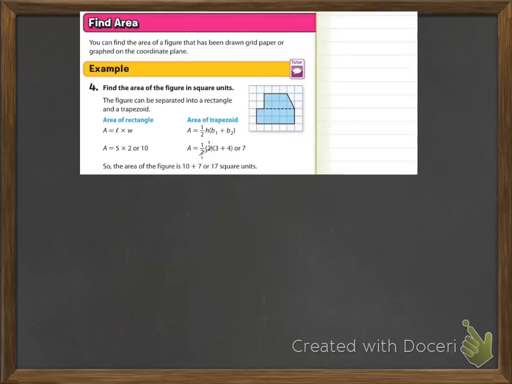All right, so here you can see find the area. And what they've done here, this is what you call a composite figure, really. So you want to write composite figure. And what that means is they've taken two polygons and they've stuck them together.